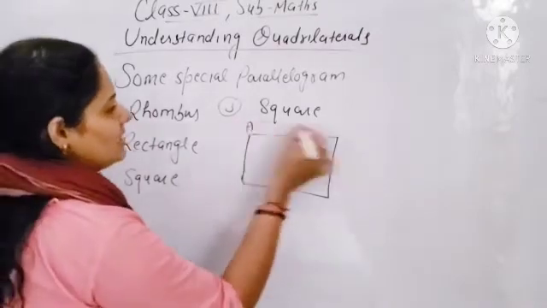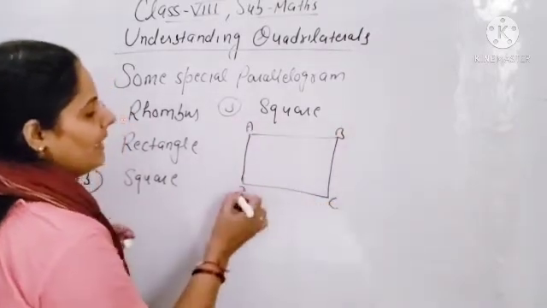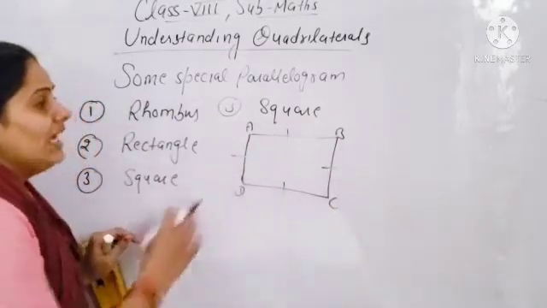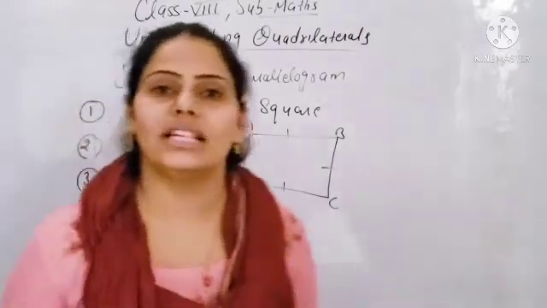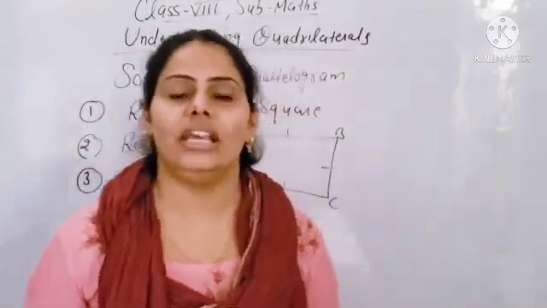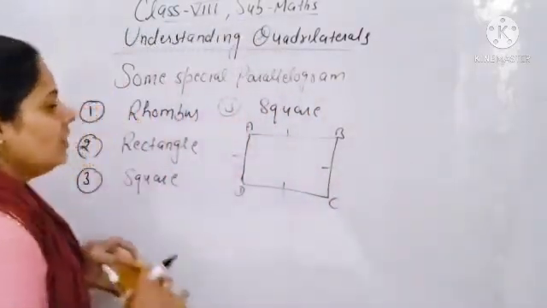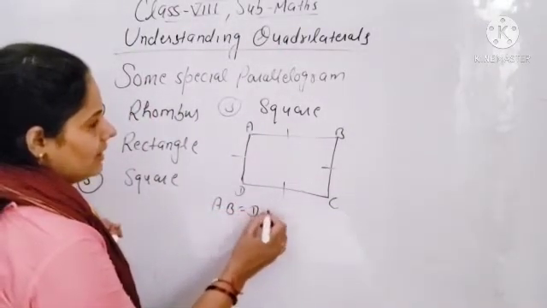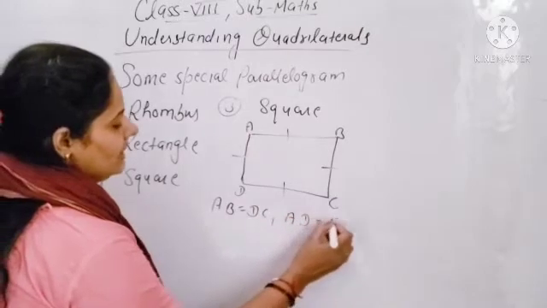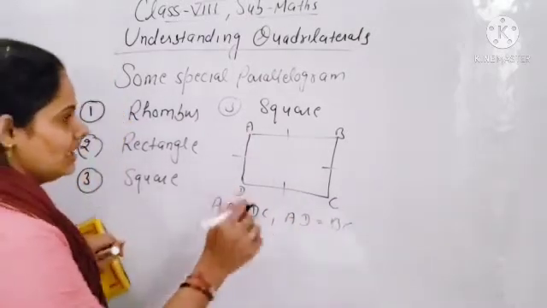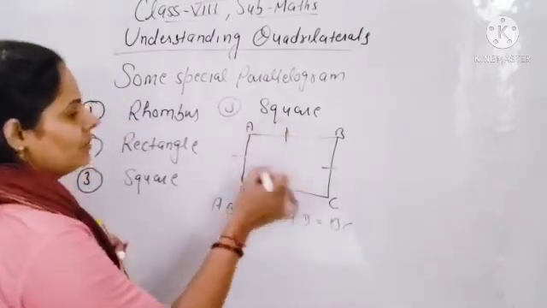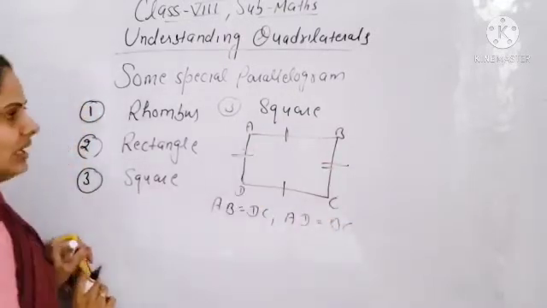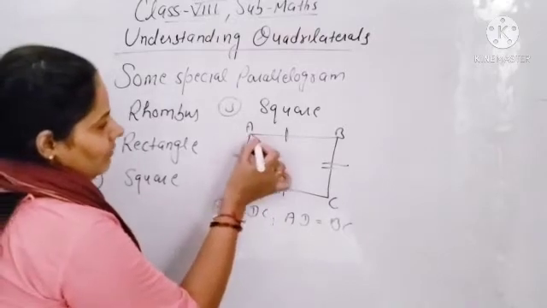So if you take the opposite sides, they will also be equal and parallel. This one will be equal to this one, equal to this one, because by the definition of a square, all the sides are equal in length. So AB is equal to DC and AD is equal to BC. It means all the sides are equal to each other, and this side is parallel to this one, so it will also be a parallelogram. Clear? Now second one, diagonals.